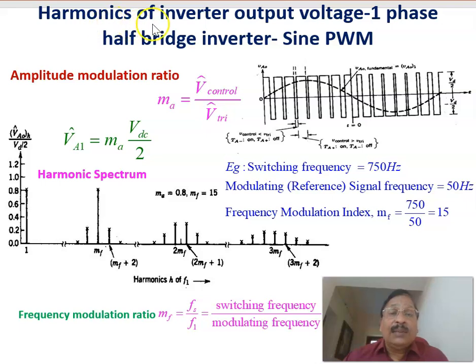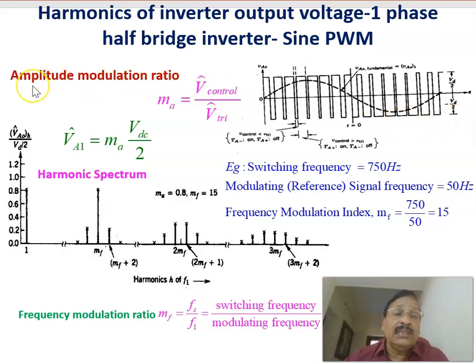Now, continuing with the harmonics of the inverter output voltage, single phase half bridge inverter, sine wave PWM. This is the inverter output voltage, and we can see the pulse width changing sinusoidally: it increases to a maximum, then reduces again, and in the negative direction the pulse width is here. This is the output of the inverter, and the fundamental voltage is this one. This is plus VD by 2 and this is minus VD by 2.